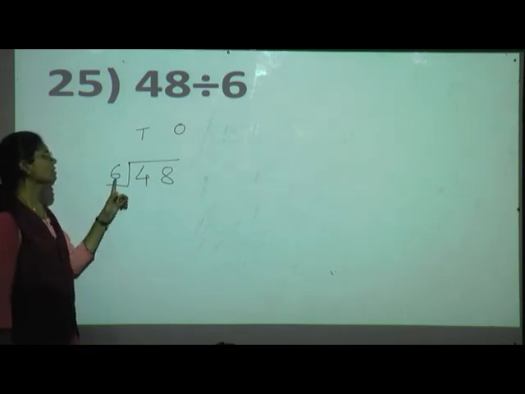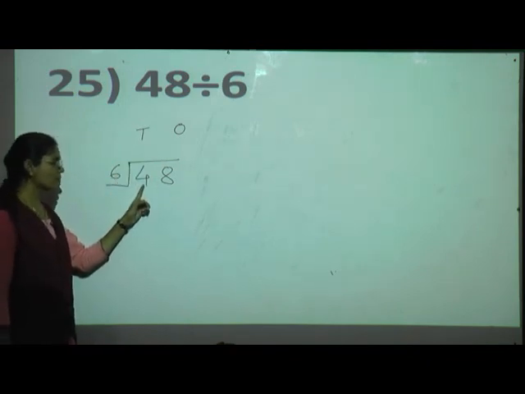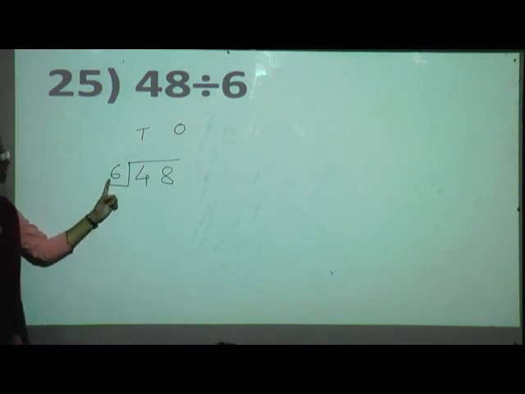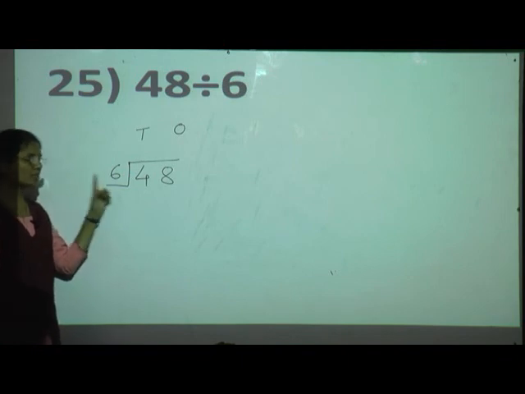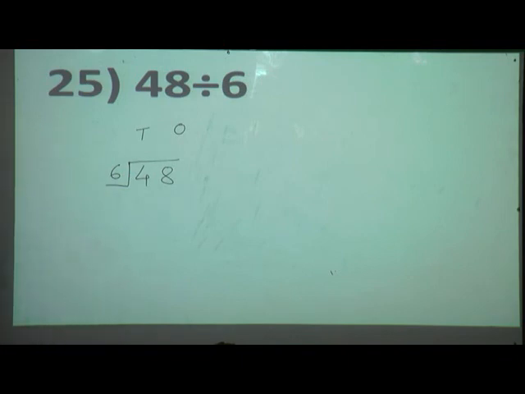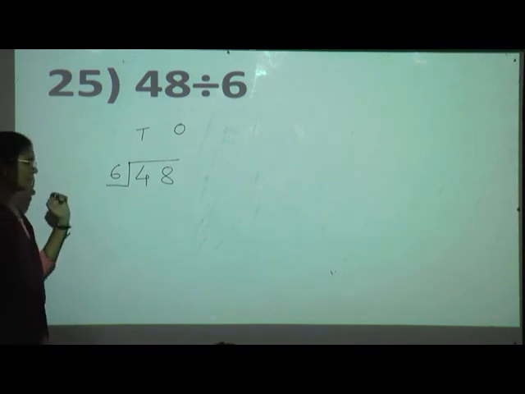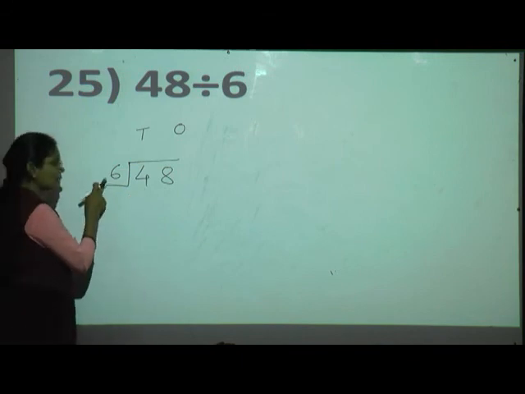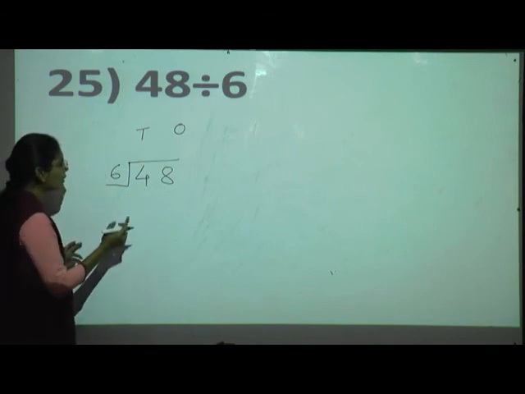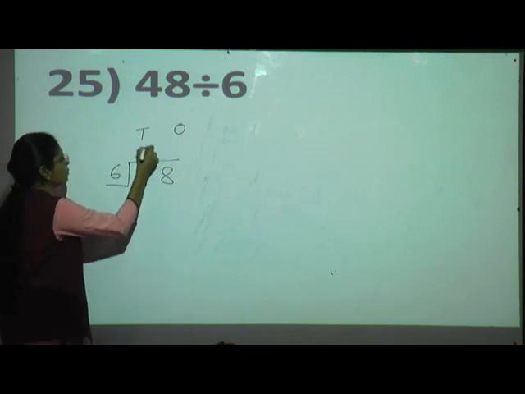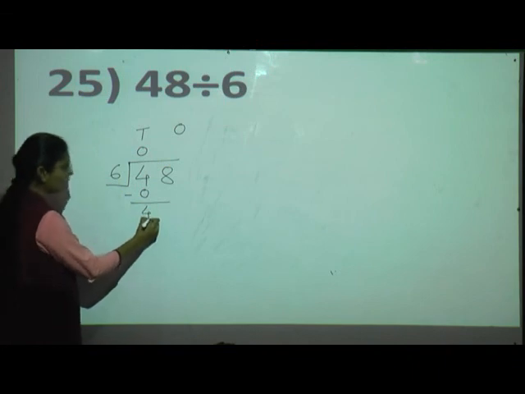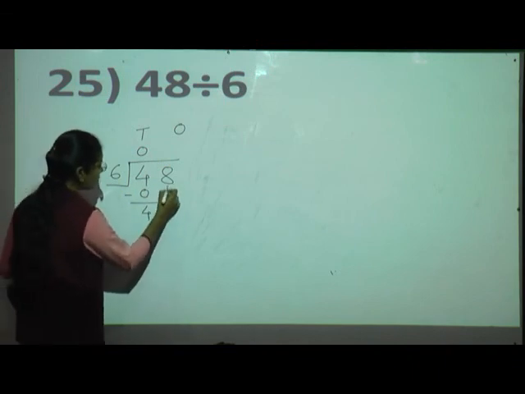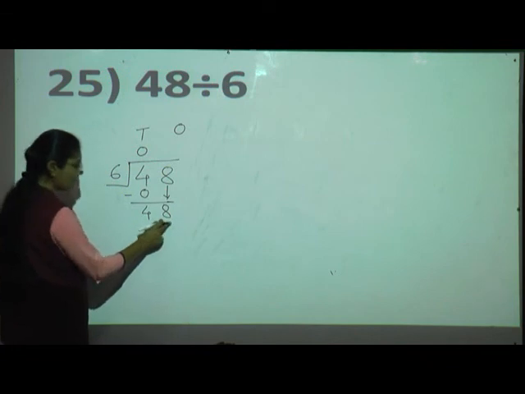48 divided by 6. Now at tens place here 4 is there, and 4 is smaller than 6. So 4 divided by 6 we can't do. Why? Because there is one rule that to do the division, the dividend should be greater than the divisor. So what we are going to do here? Here we will put 0 and then 4 minus 0, 4. Okay, and then after that we have to take this 8 down.